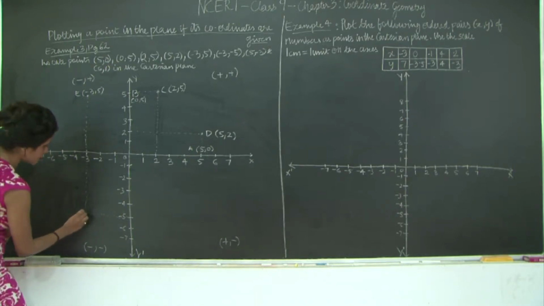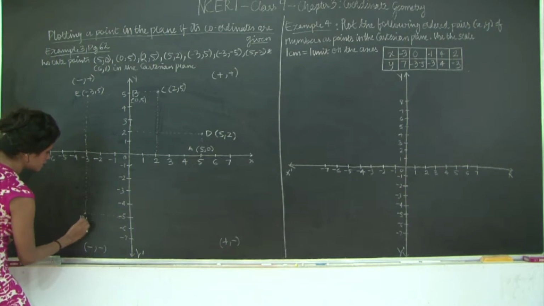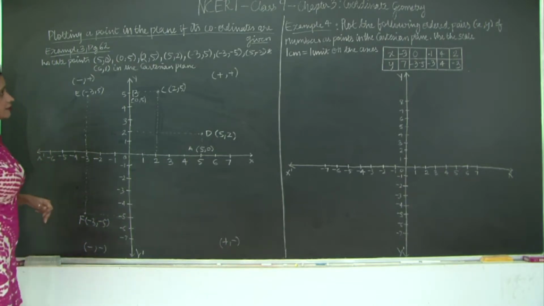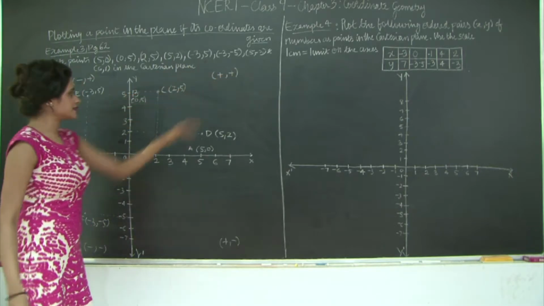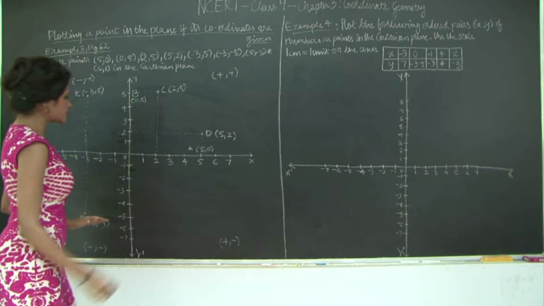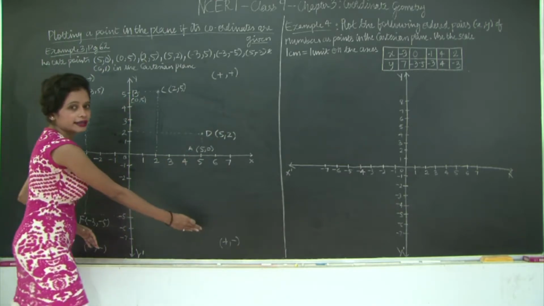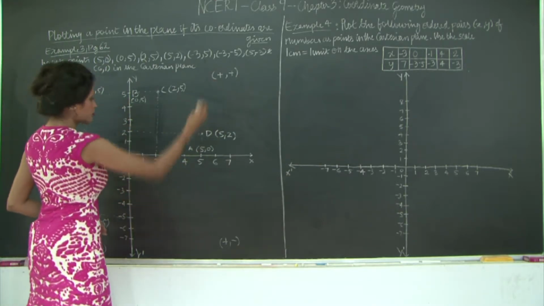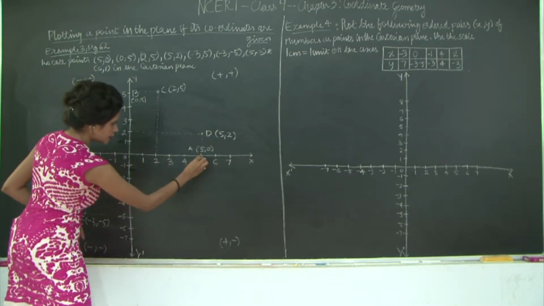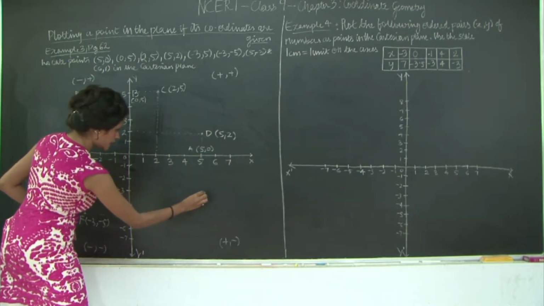So here is my point F, which is -3, -5. Then we have 5 and -3, positive x coordinate and negative y coordinate. So positive x coordinate and negative y coordinate, this lies in your fourth quadrant. So 5 and -3. So 5 is here and 3 is here. Let's locate a point.